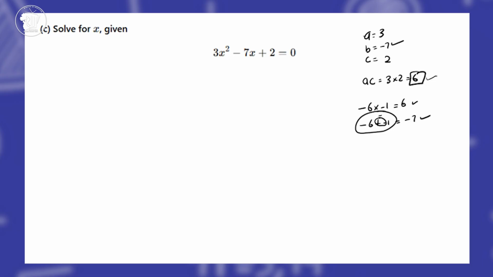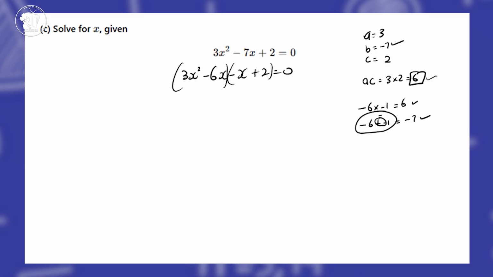And this is what we're substituting. So we'll have 3x squared minus 6x minus 1x, but we'll just put minus x, plus 2 is equal to 0. So this is what we put in, right? Negative 6 minus 1. This is how we end up with negative 6x minus 1x, which is the same as minus x. So we pair this off and we factorize.